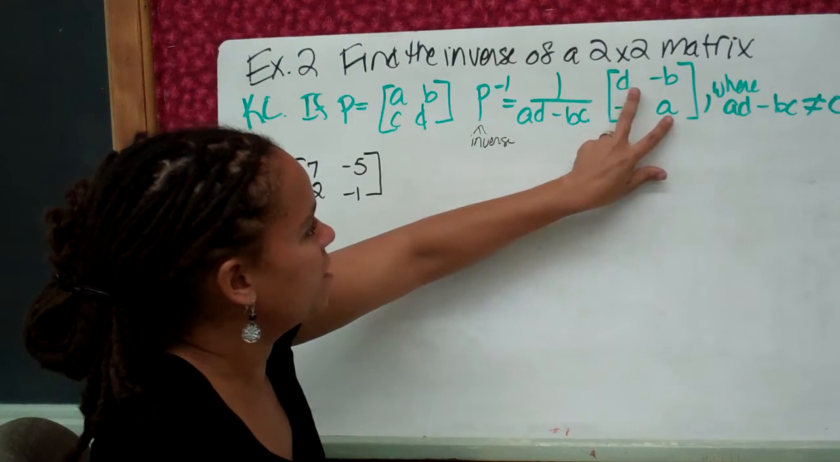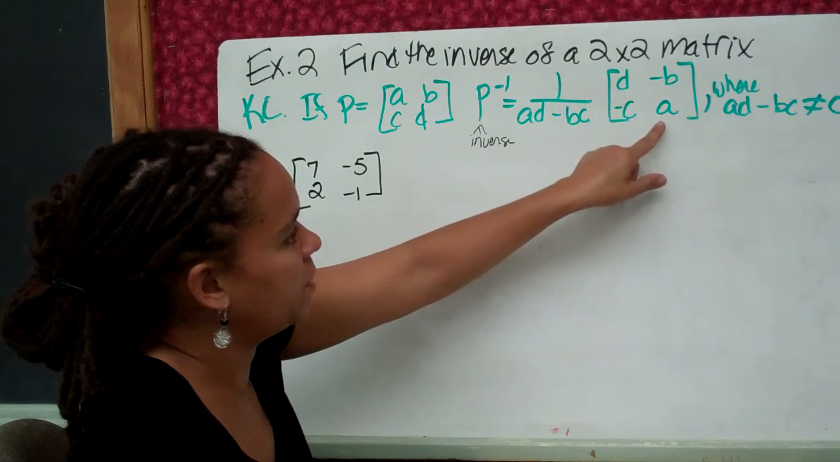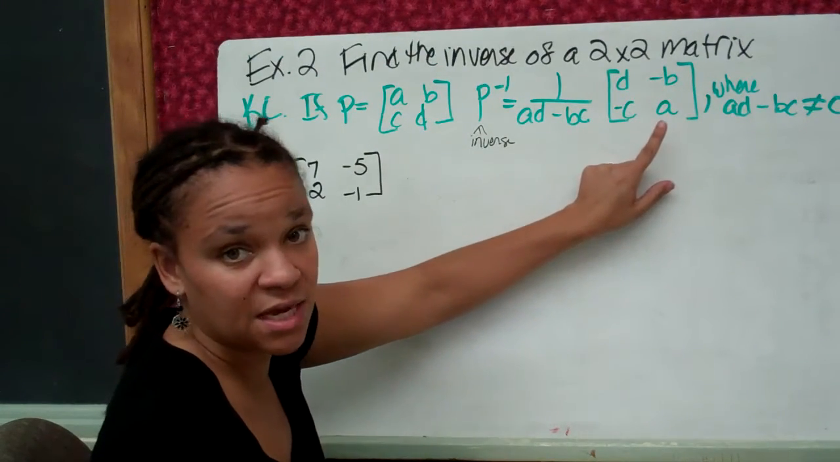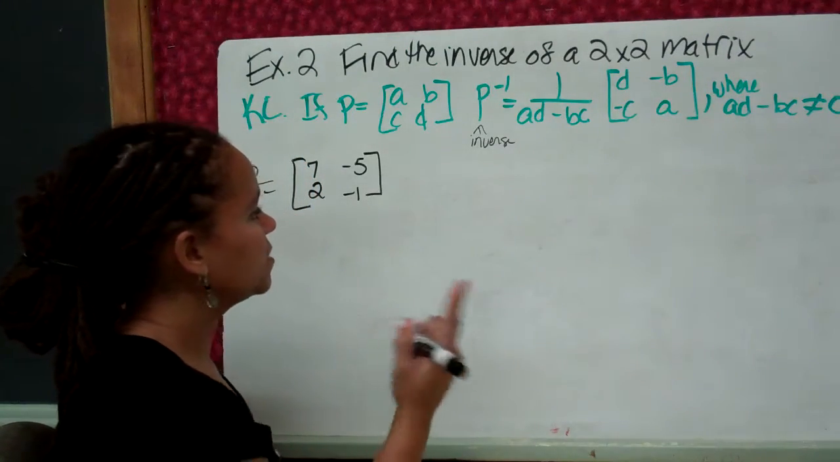If you notice, A and D have flipped positions. A went where D was, D went where A is. B and C stay in their same position, but we negate them. So it's -B and -C. So let's see how this works.